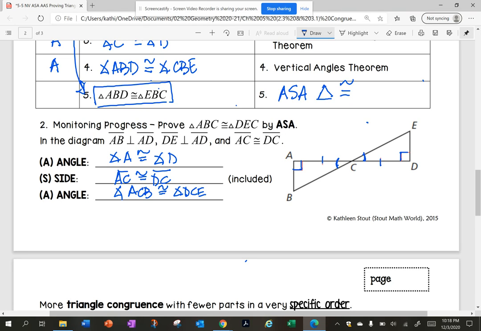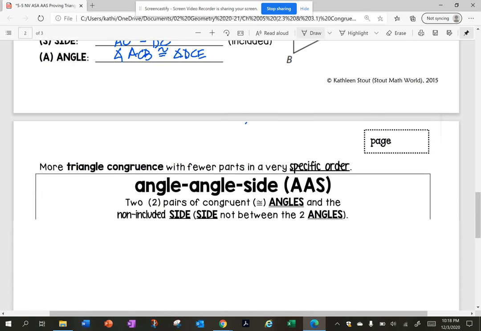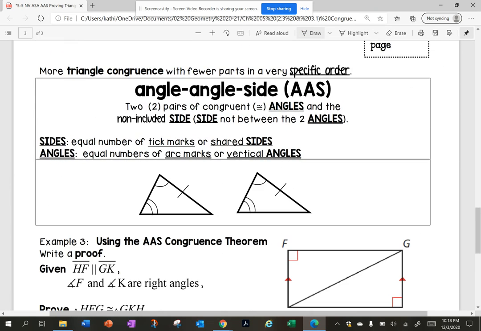Okay, so let's go to another type of triangle congruence. This type is called angle-angle side. Again, in order for me to prove my two triangles are congruent, I only need 3 parts. But I need them in the specific order where I have an angle, and then the non-included side. This time I don't want the side between the angles. I want a side that is not between the angles.